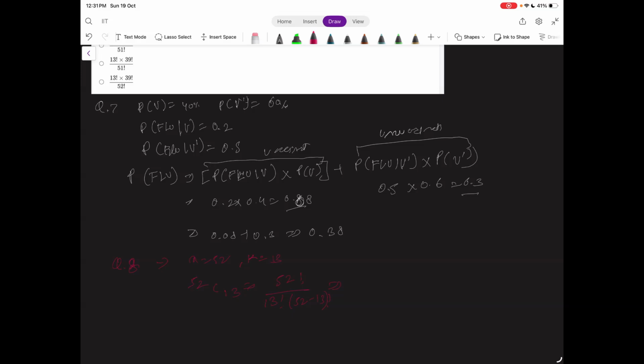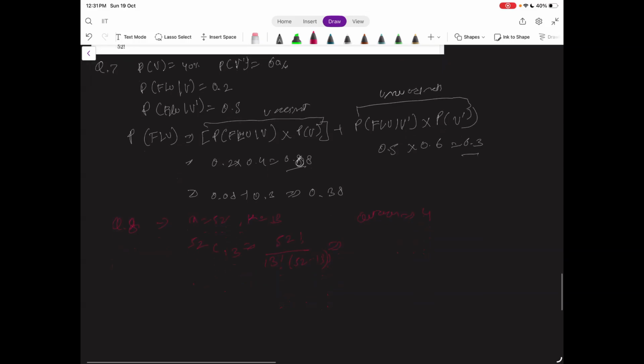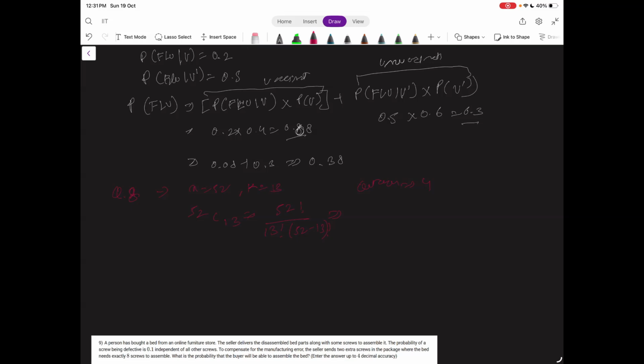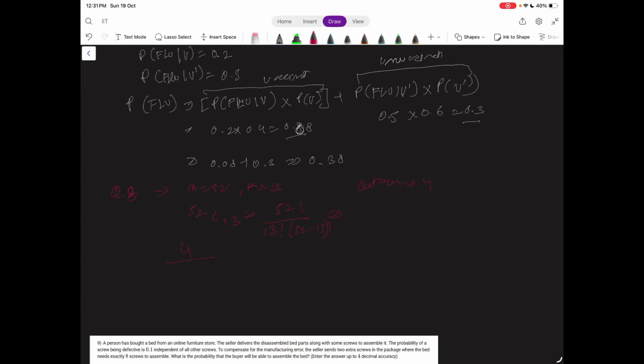Now, the number of favorable outcomes. A perfect hand means all 13 cards are from one suit. Since there are 4 suits, and each has exactly 13 cards, there's only one way to choose all 13 cards from a specific suit. But there are 4 suits, so there are 4 possible perfect hands. So the number of favorable outcomes is only 4. So the probability is going to be 4 over the total possible outcomes, which is 52 factorial over 13 factorial times (52 minus 13) factorial. This is going to be our final option.